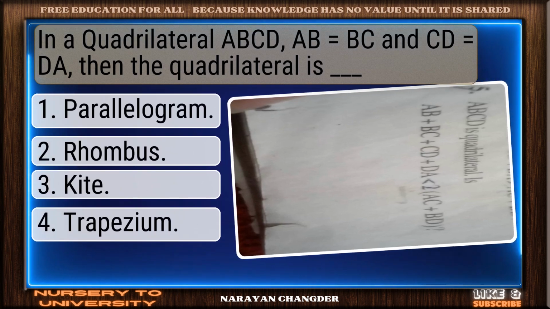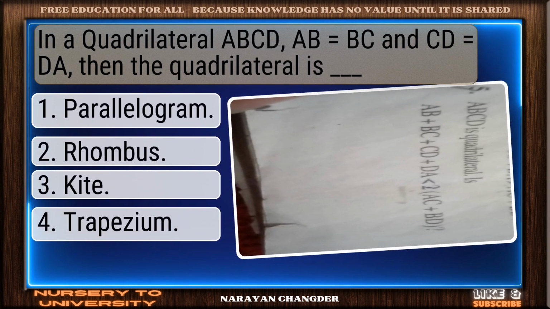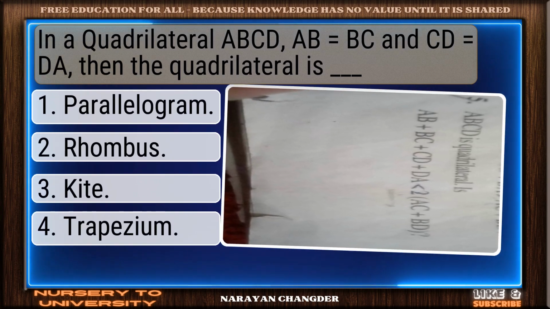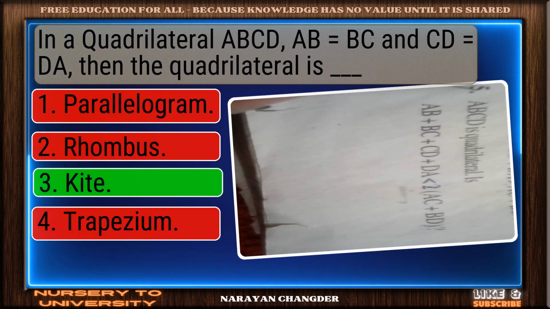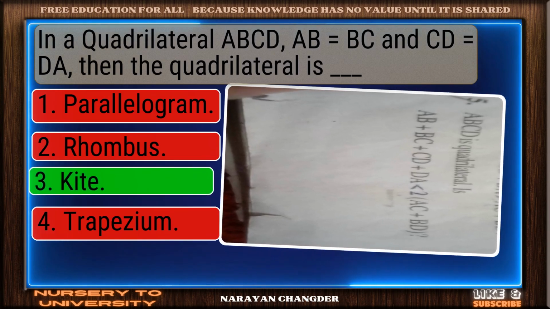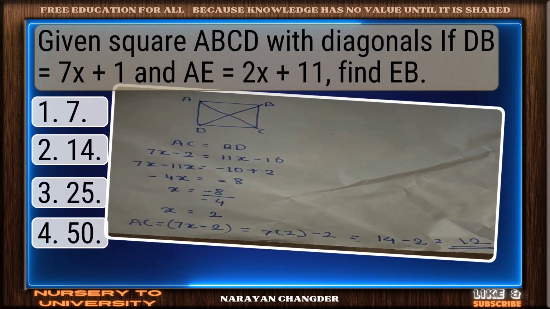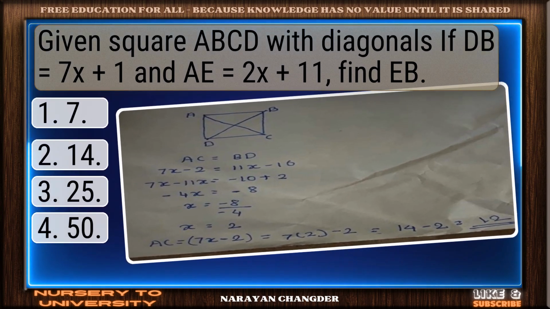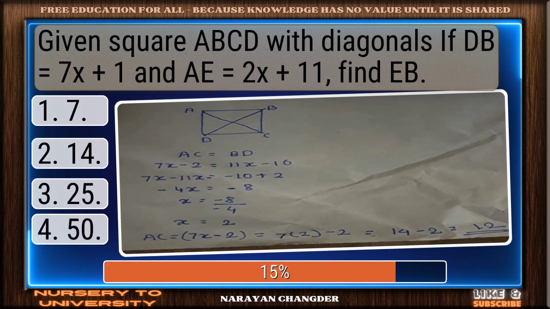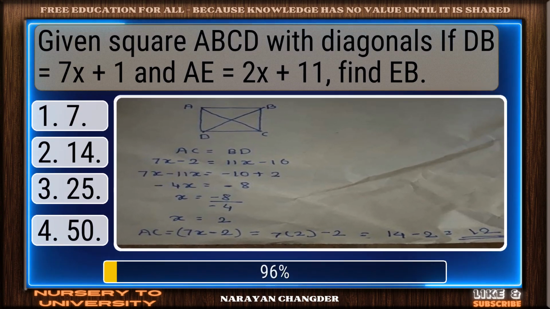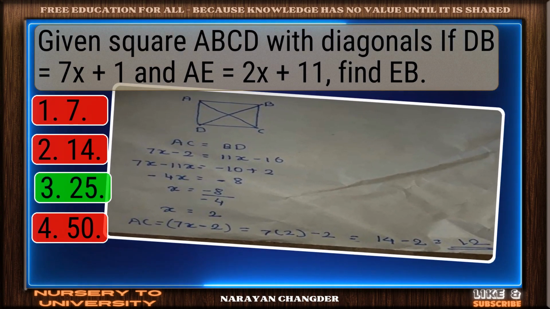Question number 59. In a quadrilateral ABCD, AB equal to BC and CD equal to DA, then the quadrilateral is dash. Well done. Kite is the right choice. Question number 60. Given square ABCD with diagonals, if DB equal to 7x plus 1 and AC equal to 2x plus 11, find AB. Excellent choice. 25 is the right answer.